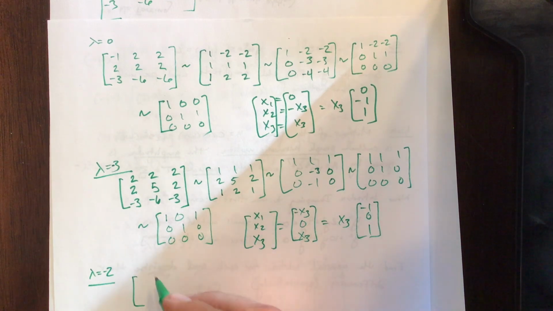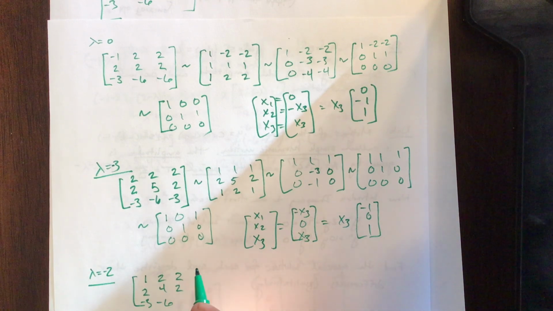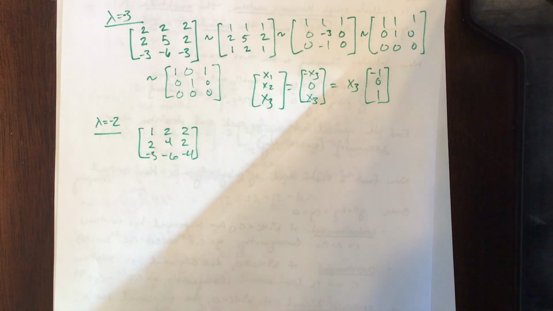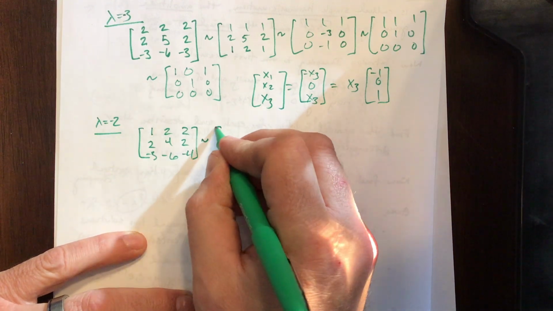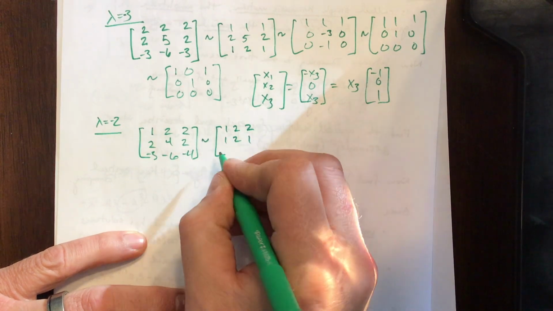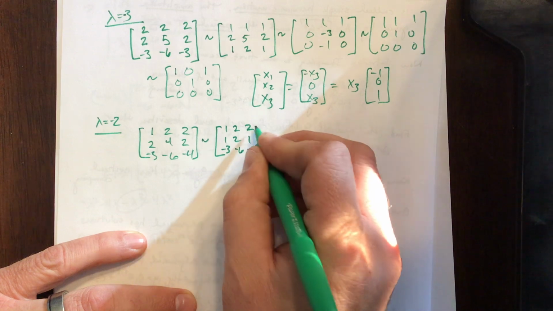So if lambda is equal to negative 2, I get minus 1 plus 2. Minus 1 plus 2 is 1. 2, 2, 2. 2 plus 2 is 4. 2, minus 3, minus 6. Negative 6 plus 2 is negative 4. So hopefully this is all right. Looks good so far. Let's scale this real quick. 1, 2, 2. 1, 2, 1. Negative 3, negative 6, negative 4.